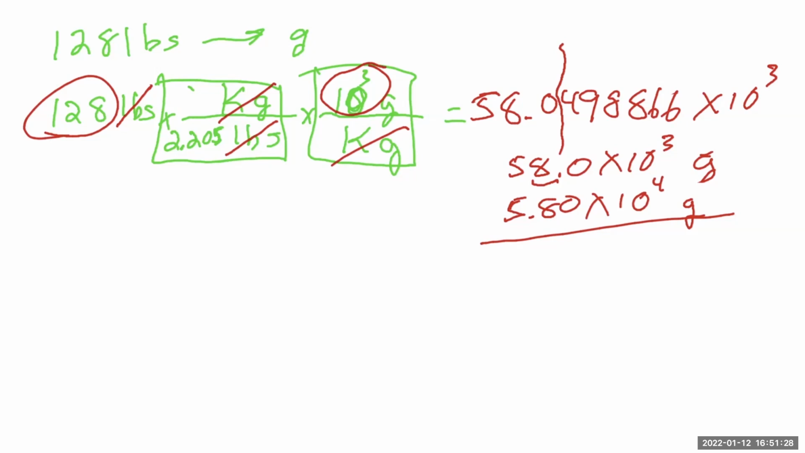Okay. So it's 5.80, these are digits, times 10 to the 4th grams. Okay, so that converts basically from metric into English or English back into metric.